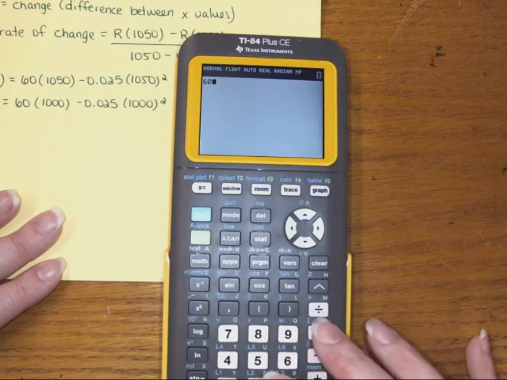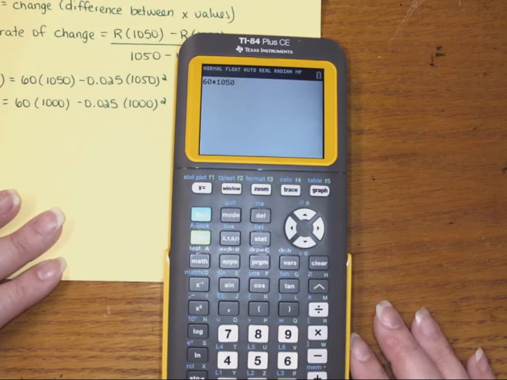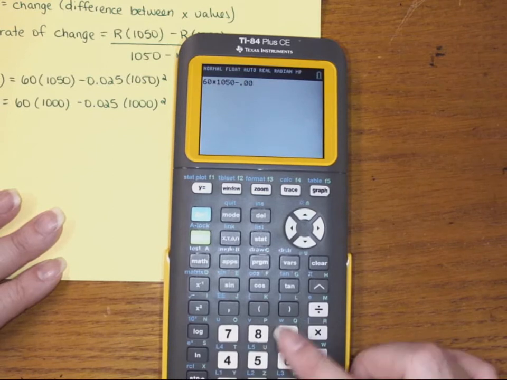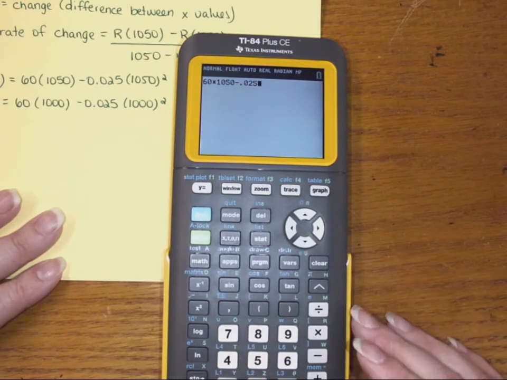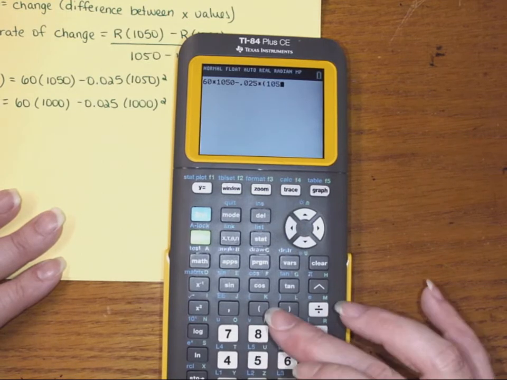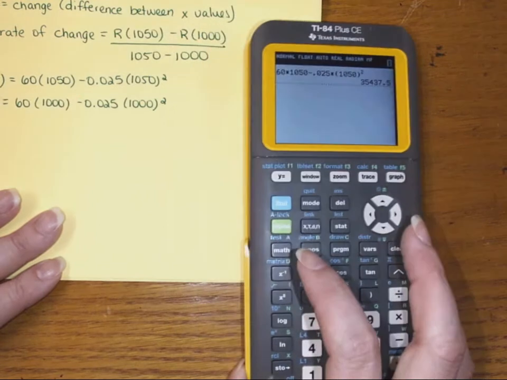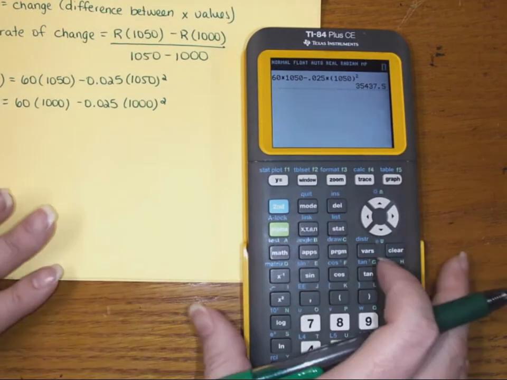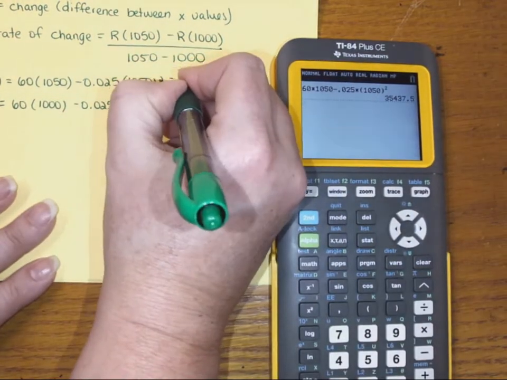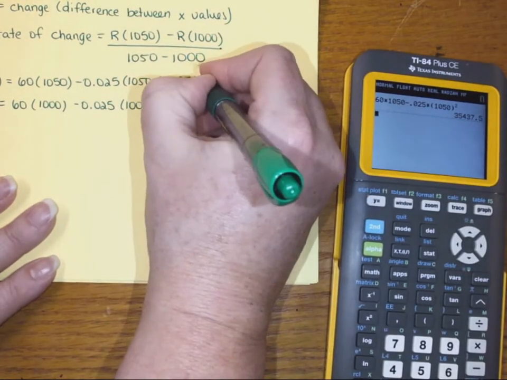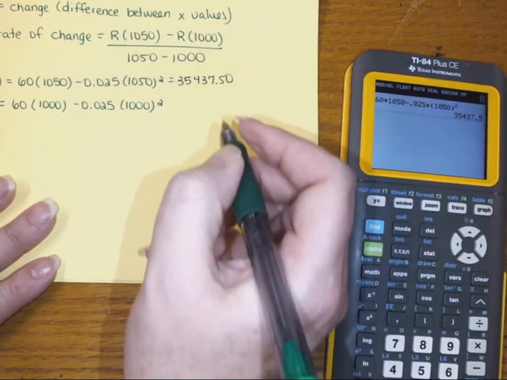All right, so 60 times 1,050 minus 0.025 times 1,050 squared. Okay, so notice this gives me a value of 35,437.50.